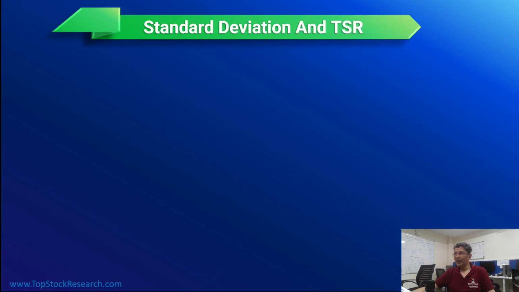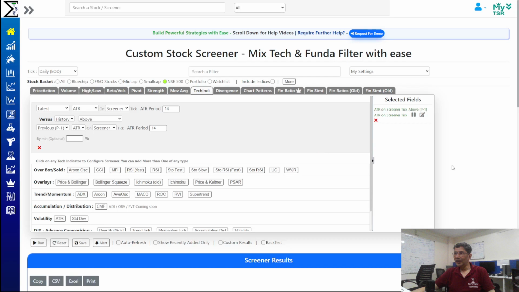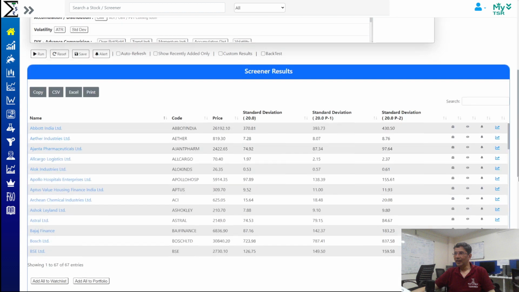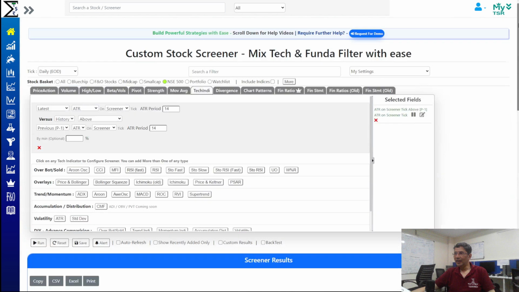Okay, so that was pretty much what we wanted to cover on standard deviation. We tried to cover as much as we knew at the point of creation of this. If there's something which we have missed, you can always write back to us using the contact us form, or you can call us, give your strategy, and we'll try to get them implemented here in TSR Top Stock Research.